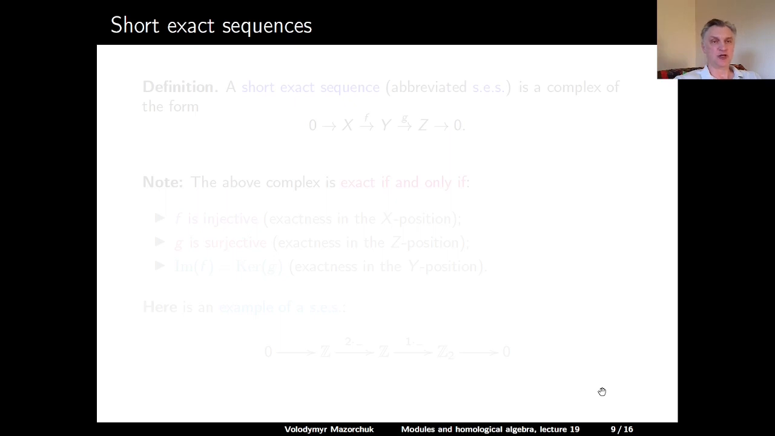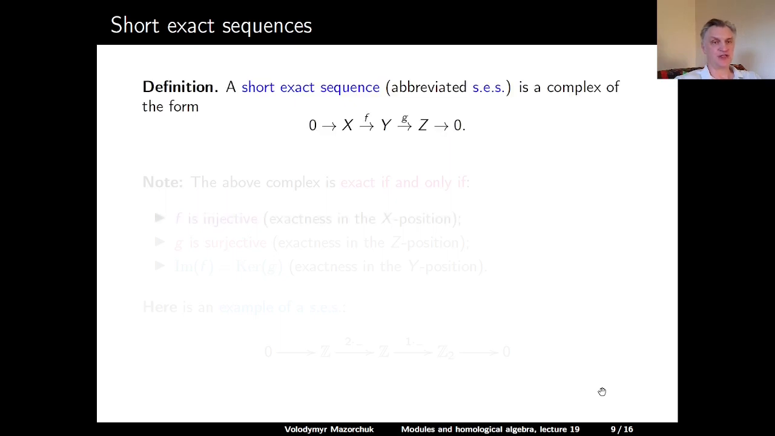Now let us discuss short exact sequences. Definition: a short exact sequence, which is usually abbreviated SES, is a complex of the following form. So we only have 3 consecutive potentially non-zero positions, and the rest is 0. So we have 0 goes to X, and then morphism f to Y, then morphism g to Z, and then it goes to 0. A short exact sequence is a complex with 3 potentially non-zero positions.